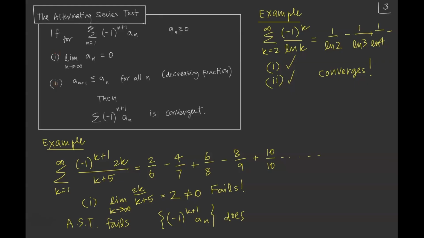So the alternating series test fails, so we're going to look at the series as a whole, and we're going to try the divergence test from way back. The sequence itself does not converge to 0. So the series diverges by the divergence test.